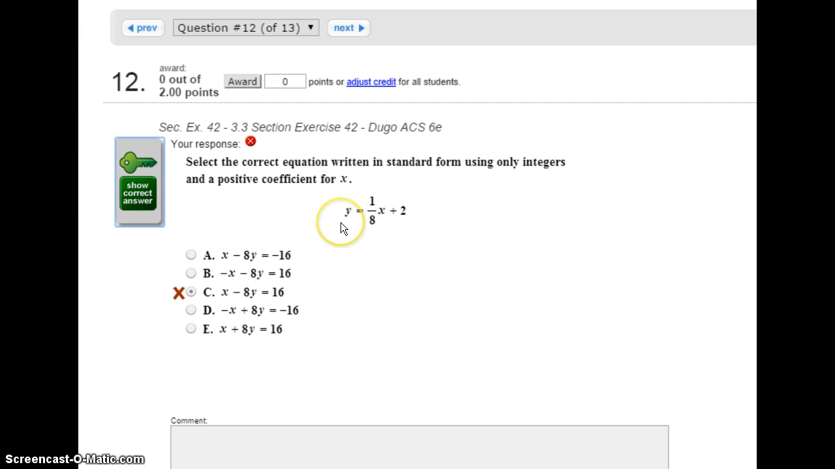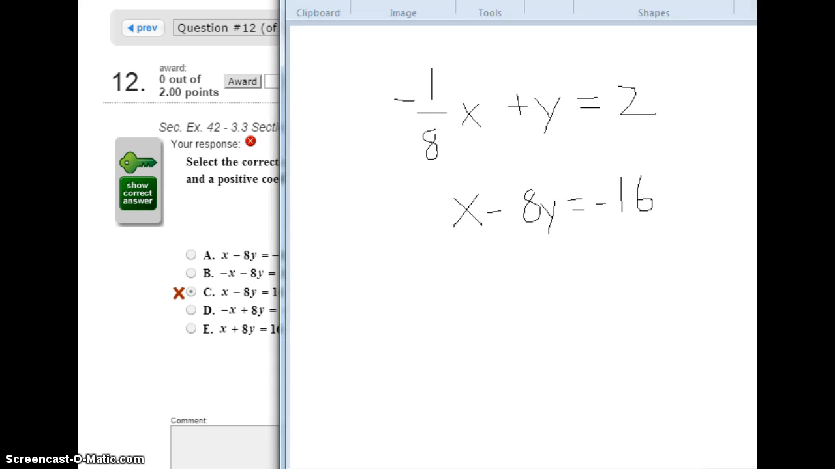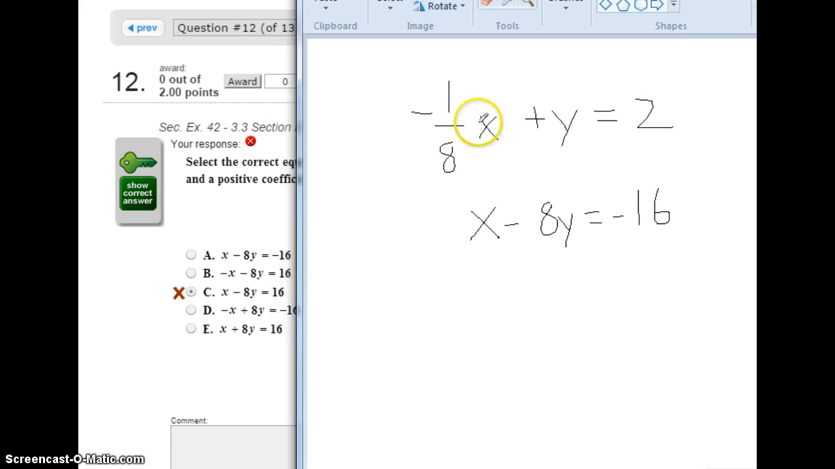Here we have a line in slope-intercept form. The slope is 1/8, and the intercept is 2 on the y-axis. And they want us to change it to standard form using a positive coefficient for x. So that means the number in front of x needs to be positive. So actually A, C, and E are the only possible answers, because D and B have negatives in front of x, and it wants us to use a positive. So out of A, C, and E, it's going to be A here.